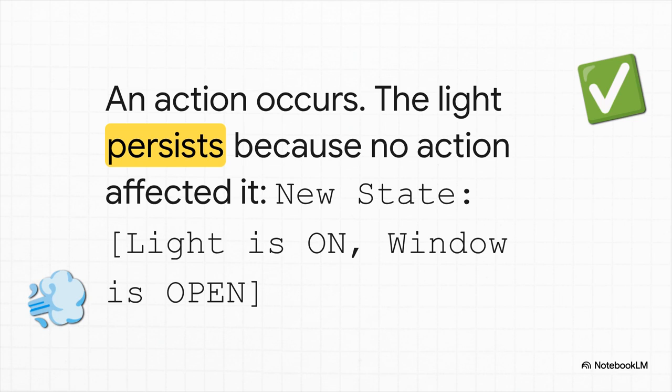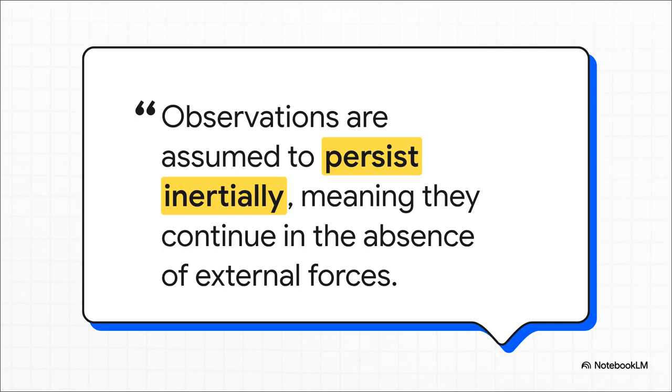Well, the window is now open. But notice the light is still on. Why? Because nothing happened to the light. It just persisted. It had inertia. And this is so crucial because it means the computer doesn't have to restate every single fact about the world every single time something changes. It's super efficient.